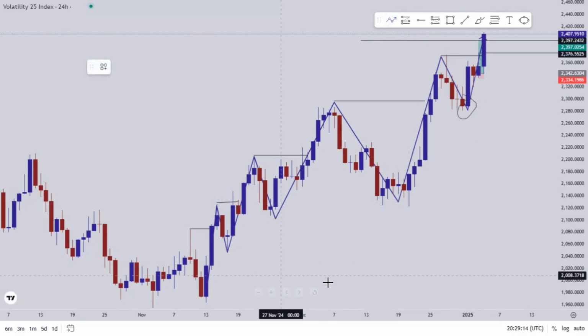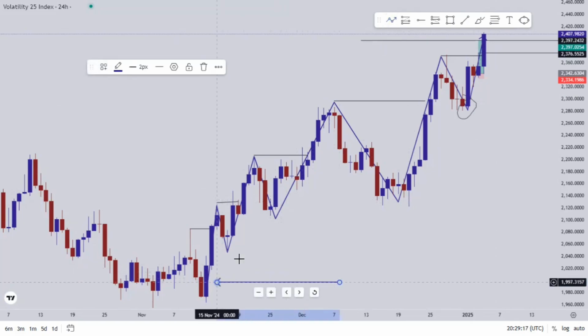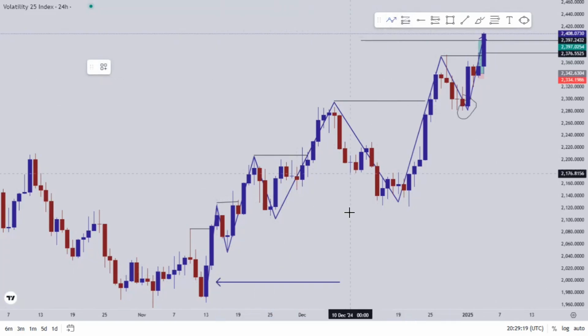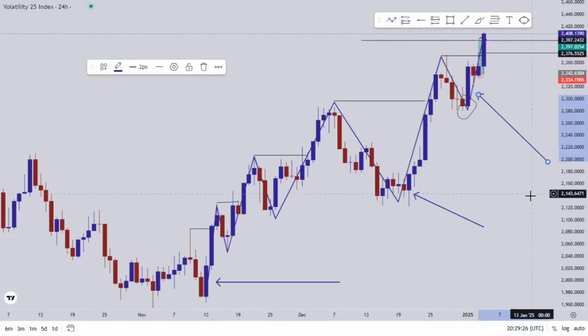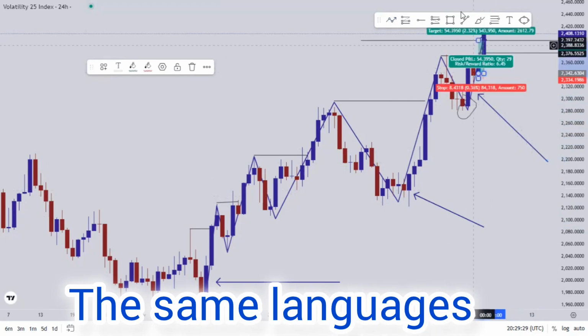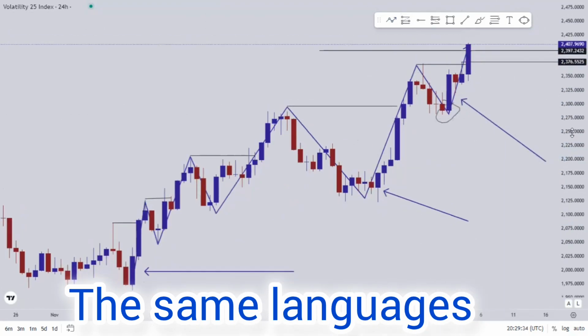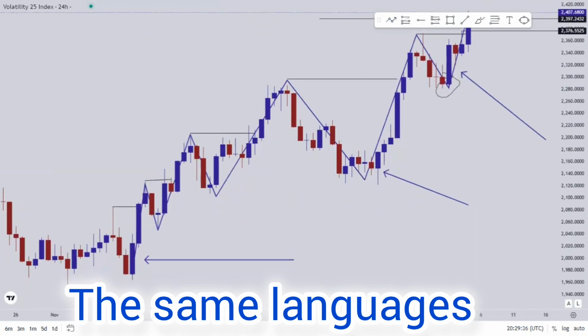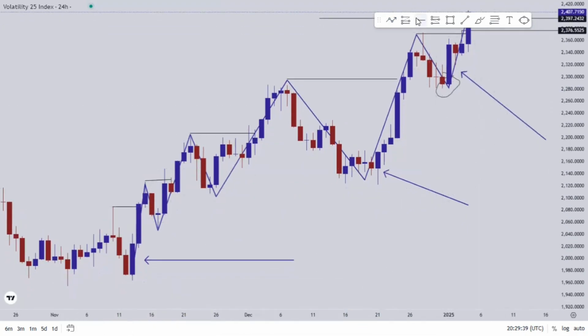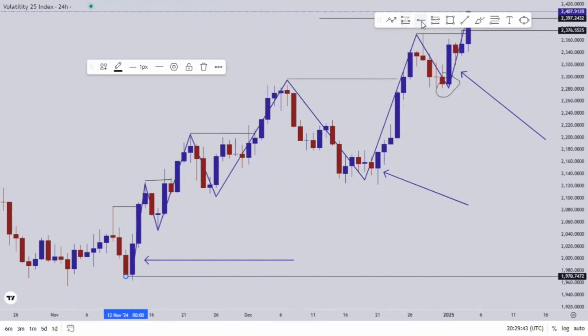Take, for example, look at this candle here. Look at this candle here. And look at this candle here. They are all speaking different languages. And I'm showing you this for free. Now, this candle goes to sweep the low of this particular candle, and it goes to close above the highs of this particular candle.